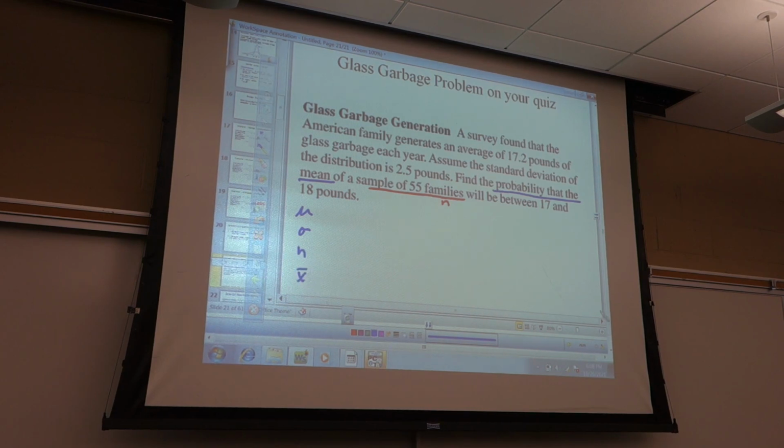So, steps for this central limit theorem problem. First, find these items, and then number 1, compute sigma x bar. 2, find your z-scores, making sure you're using sigma x bar. 3, draw a picture.